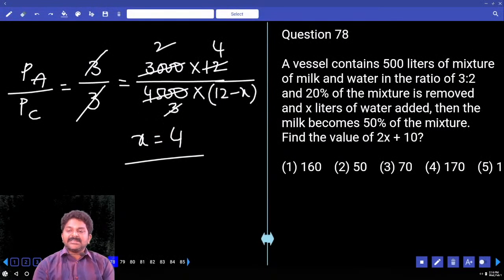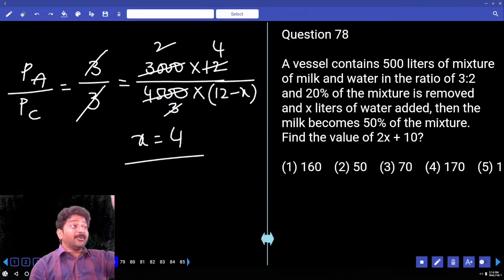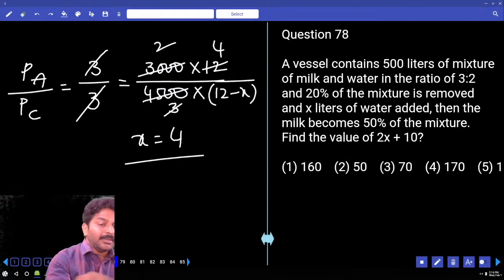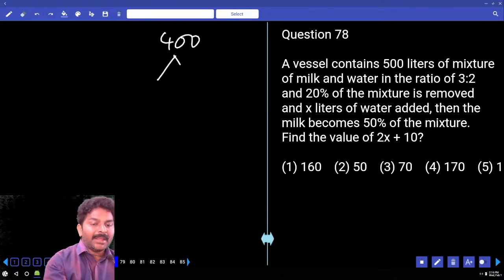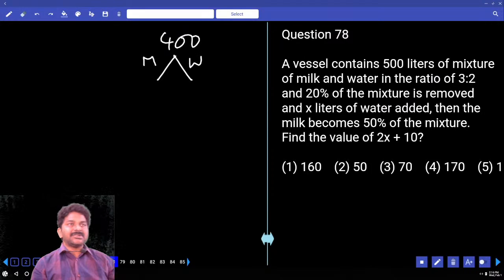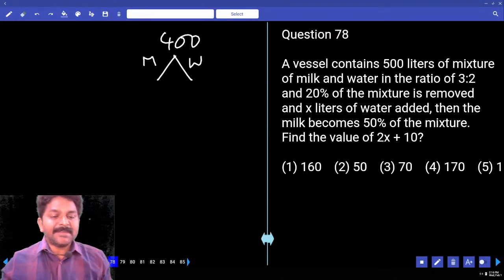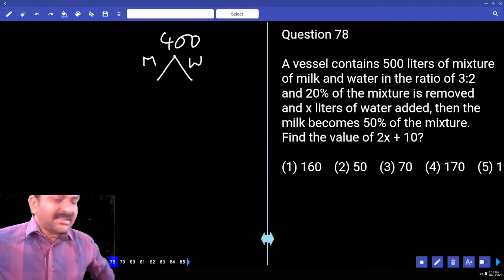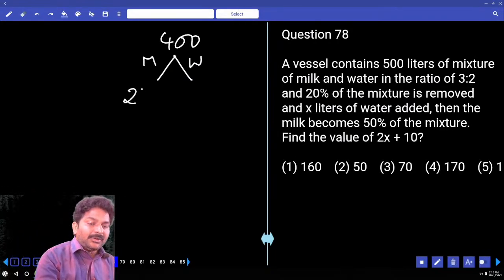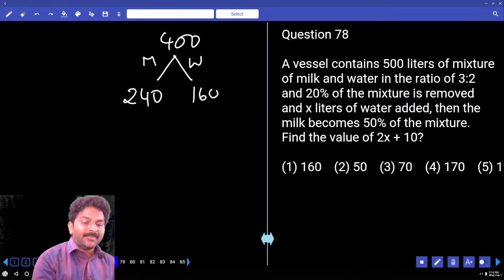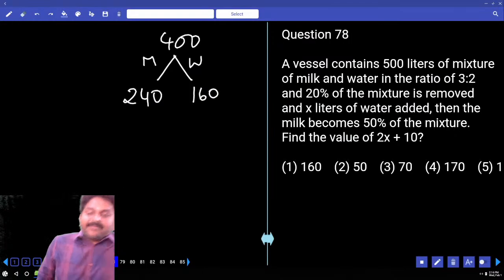A vessel contains 500 liters of a mixture of milk and water in the ratio 3:2 and 20% of the mixture is removed. 20% of the mixture is removed from 500 liters, right? Come on. That means how much quantity is taken out? How much is present? So in this 400, milk and water will be in the ratio 3:2. Can I take 60% and then 40%? 60% is 240, 40% is 160.